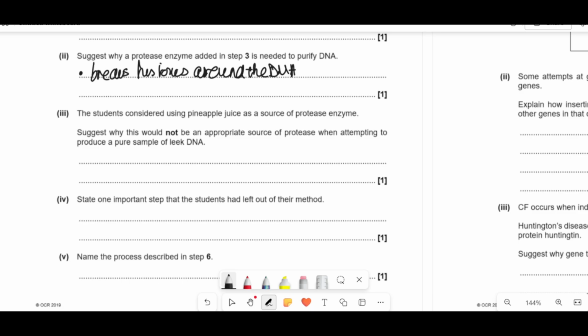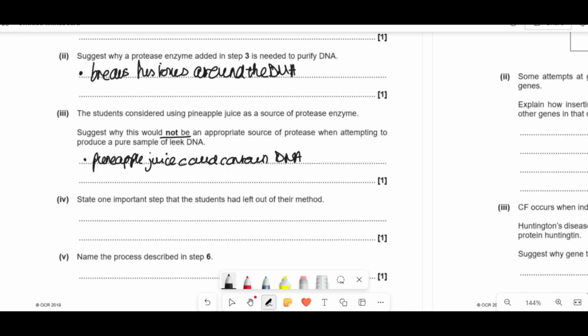The student considered using pineapple juice as a source of protease enzyme. Suggest why this would not be an appropriate source of protease when attempting to produce a pure sample of leek DNA. Well, first of all, pineapples are also living organisms, so pineapple juice could contain DNA. Another thing you could say is that it's quite acidic as well, so the pH might be too low and that can mess up a lot of things in the DNA too.